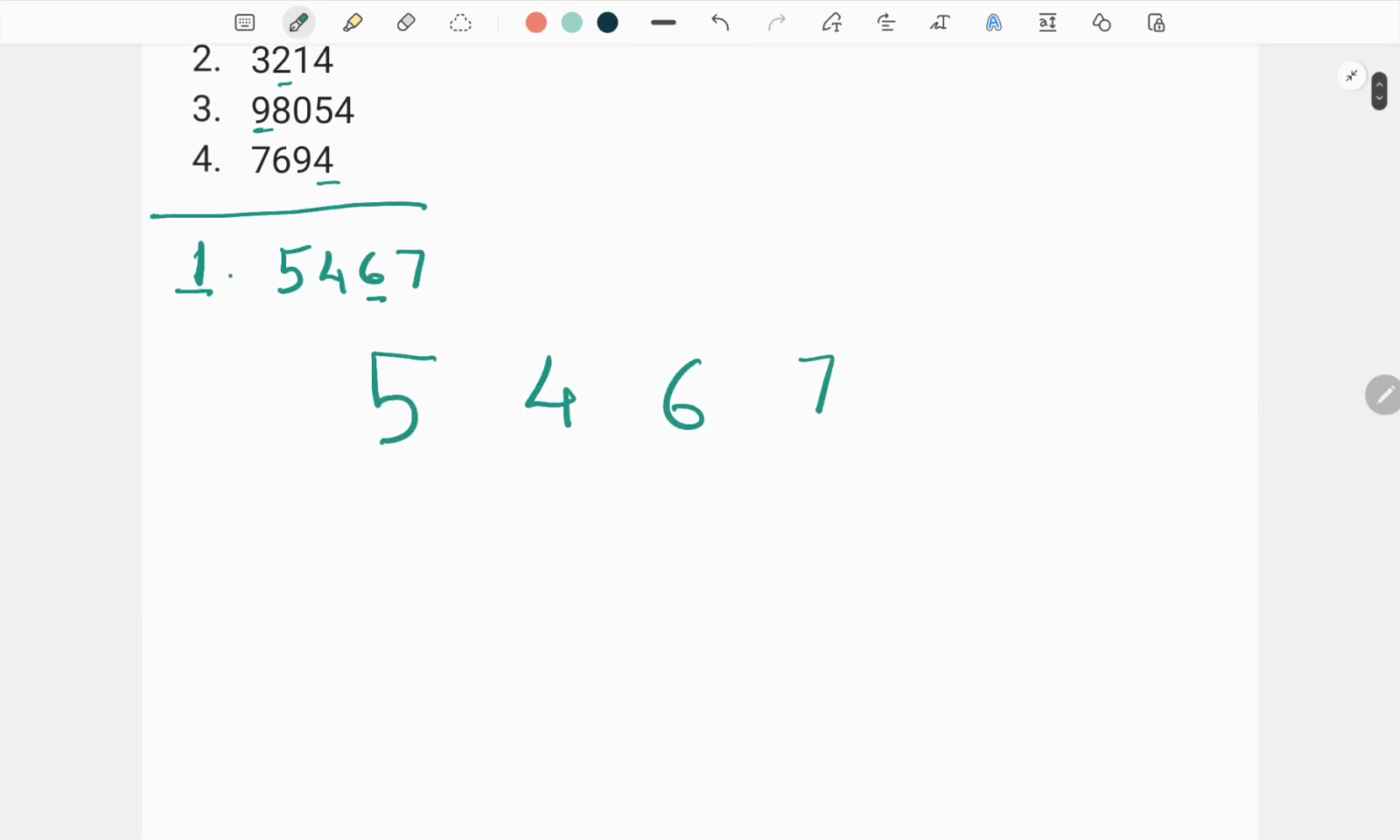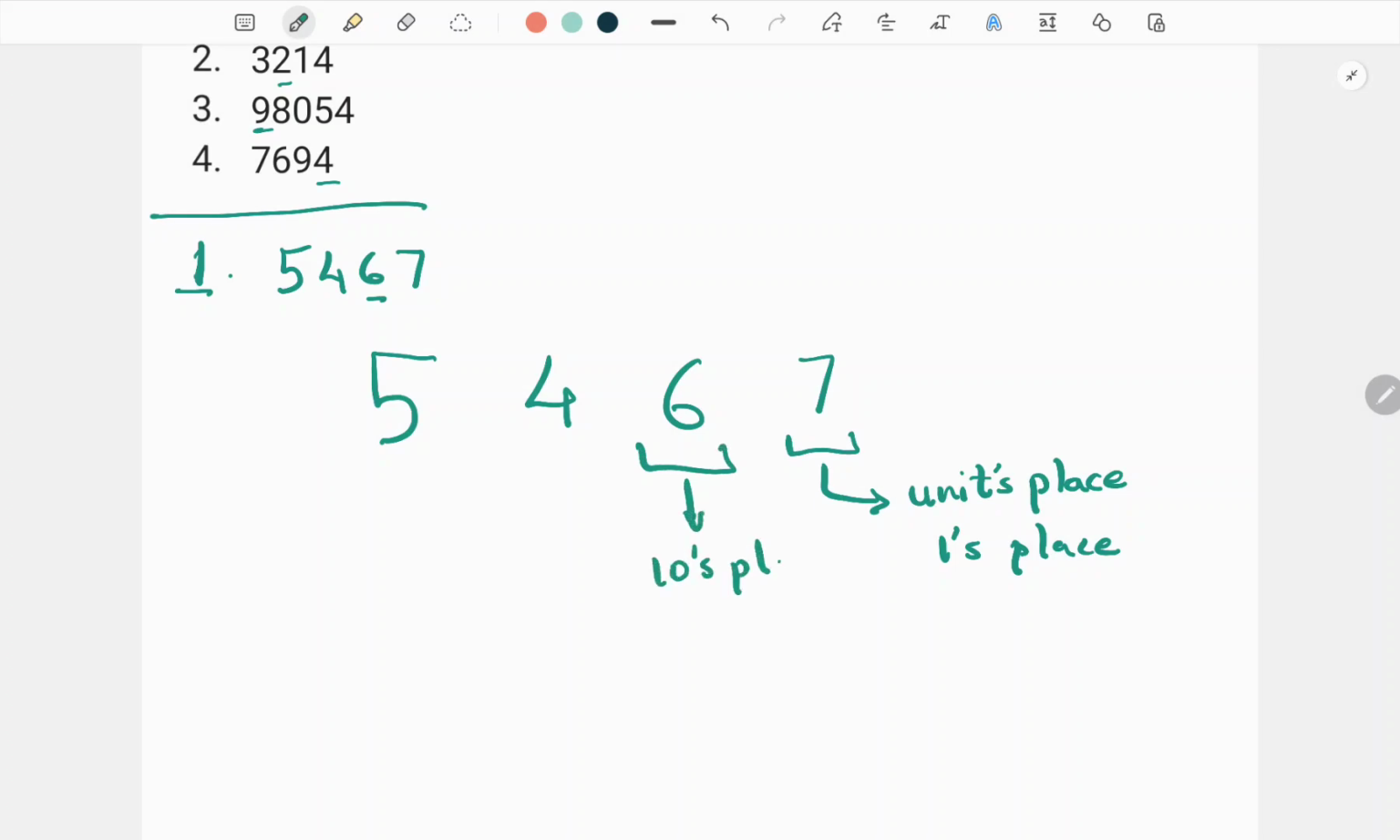Again, as usual, we assign value from right to left. So this place is called ones place or units place. The 6 is in tens place. So 4 is in hundreds place. This 5 is in thousands place.